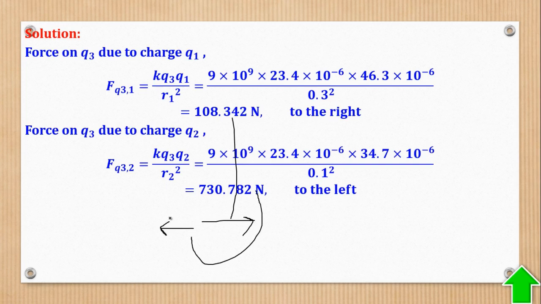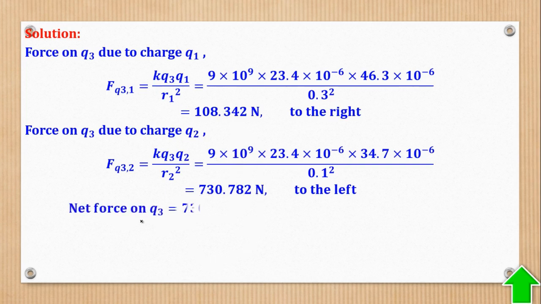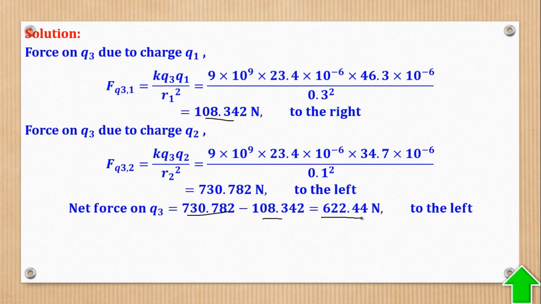And what they want is the resultant force. So this force to the right is bigger than the force to the left, meaning that the resultant force will be to the right. Therefore, I'll come and say that I'll take the force to the left to be positive and the force to the right to be negative, and I'll come up with this magnitude to the left.